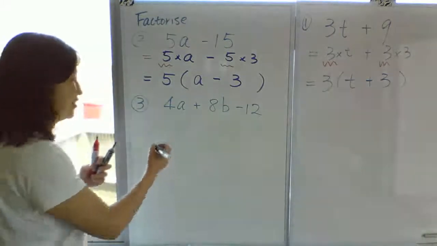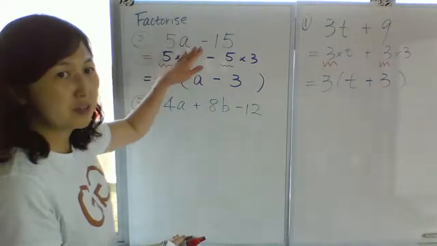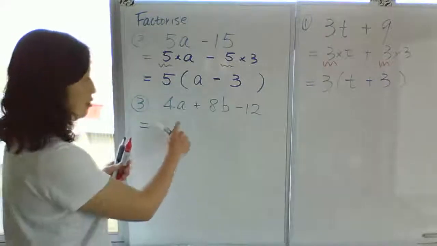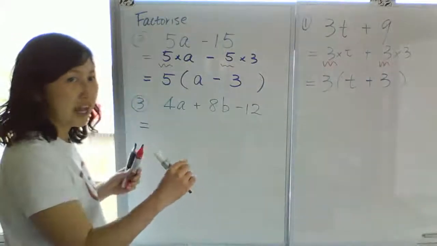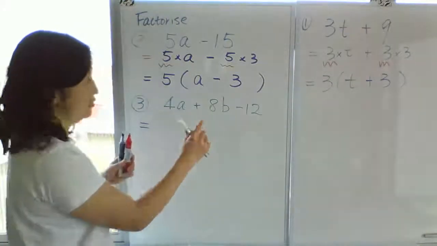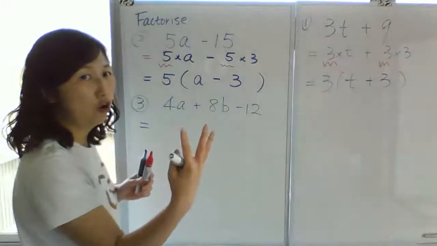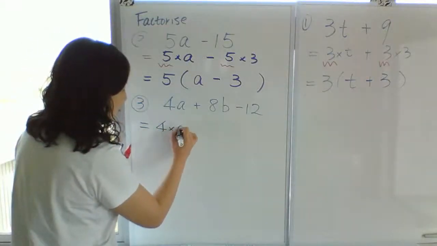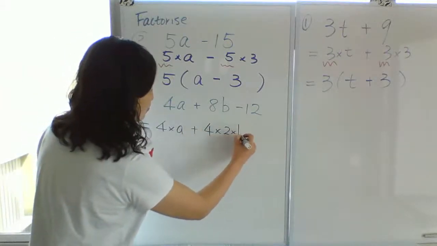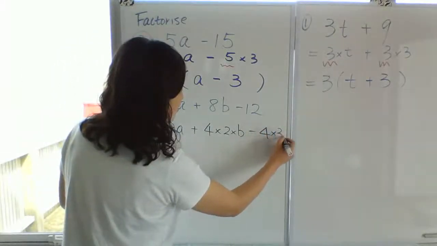Now let's have a look at the next one. Suddenly I give you 3 terms instead of 2 terms, but the method is exactly the same. For each individual term, you think about what the factors are, and you write things up. Just observe first: this is 4, this is 8, this is 12. Everything can be divided by 4, so I will start with this. 4 times a will give me 4a. The 8 is 4 times 2 times b. And then I take away 12, which is 4 times 3.